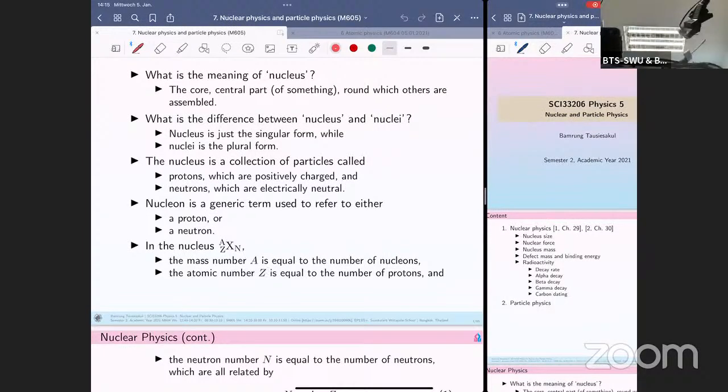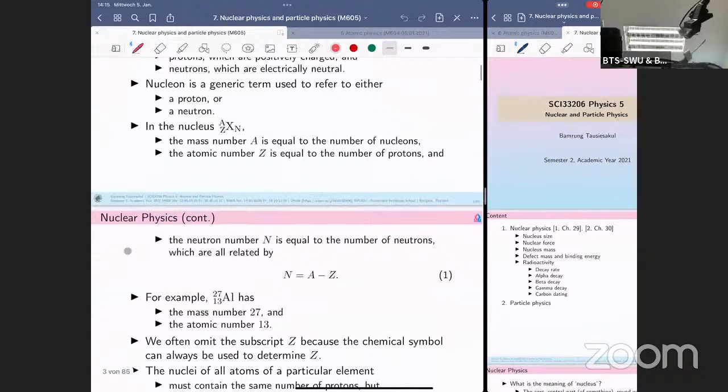The next one is the neutron number N. It is located on the right-hand side in the subscript position. The neutron number N is equal to the number of neutrons, which is related by N = A - Z. A is always greater than Z, and N is A minus Z.